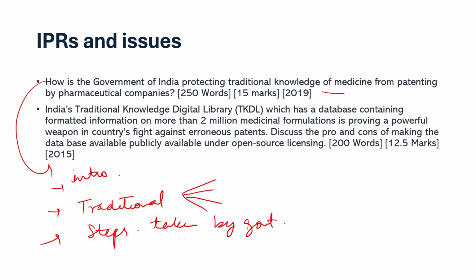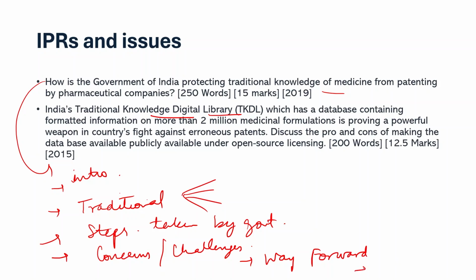So one of the steps has been this knowledge digital library itself, right? There are many others which you can look up, right? Then in the next part you can write about concerns, right? Concerns or challenges that remain in the protection of traditional medicine, and then you can write about the way forward or conclusion, right?